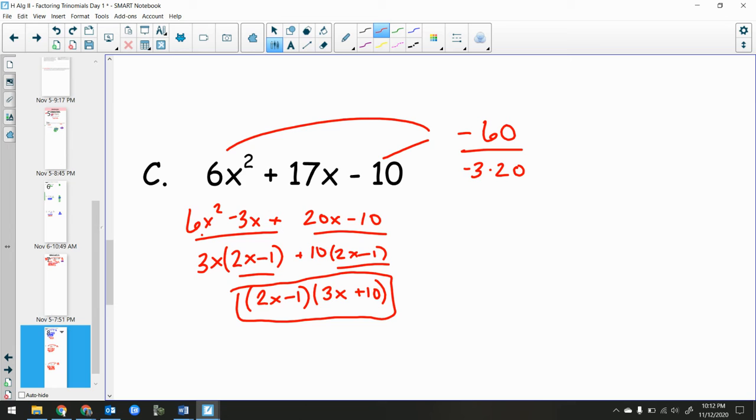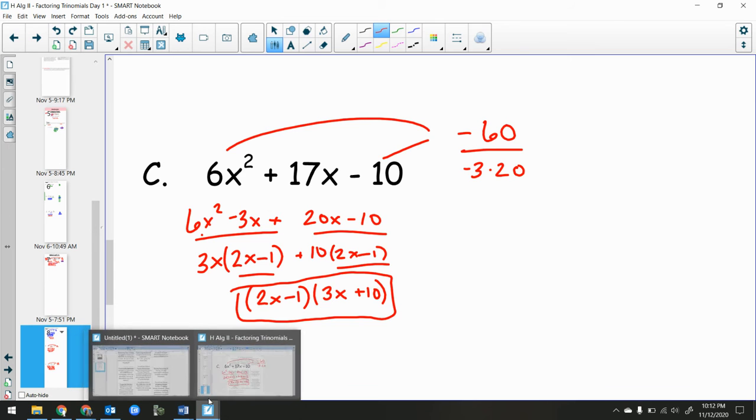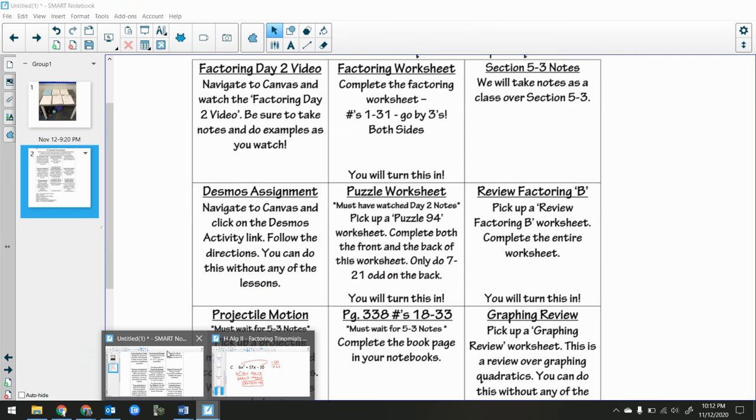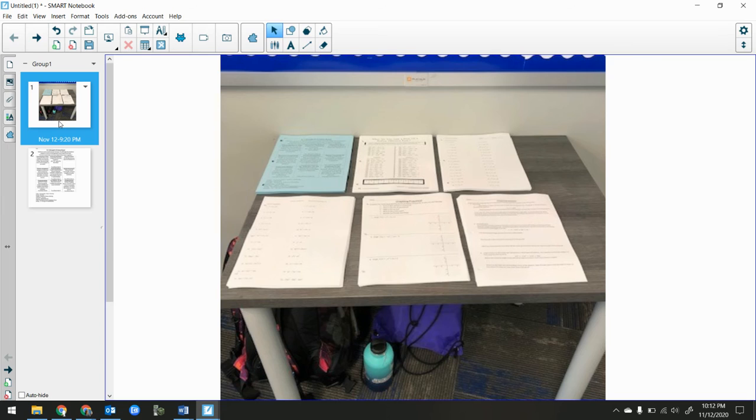So that's the notes on factoring, okay, day 1. So let me explain what you're going to do with your remaining time today and what you're going to do with almost all of next week. Let me show you here. Okay, so Mrs. Namples has been very kind, and she has set a bunch of these papers by the door. Okay, that's on my table by the door.